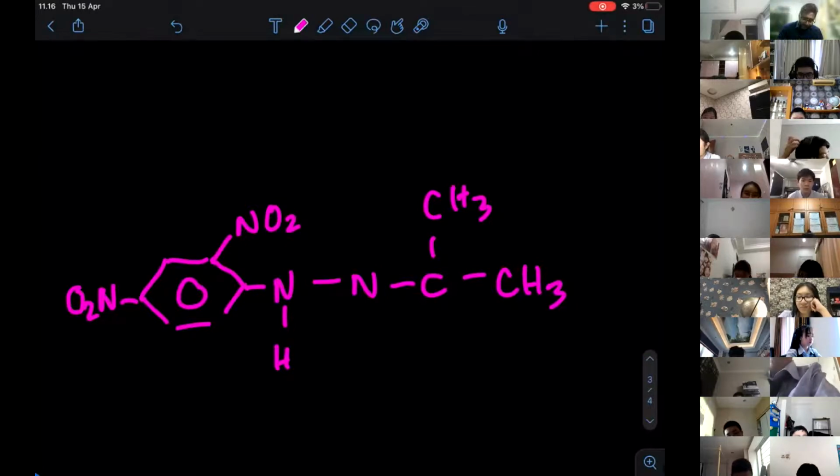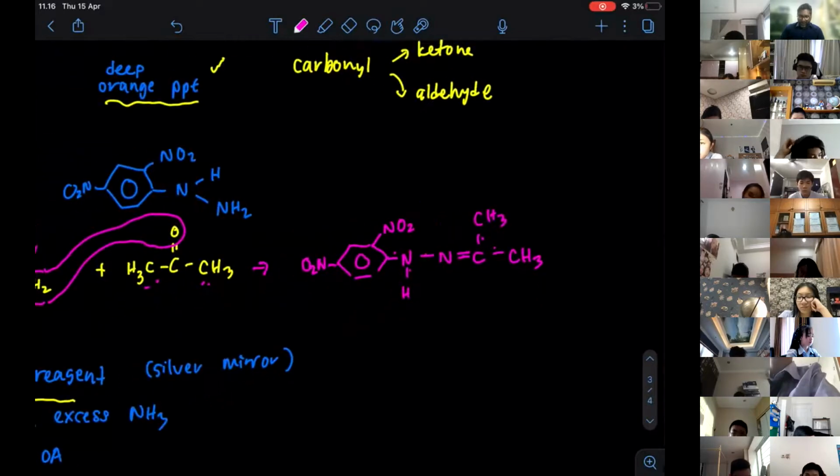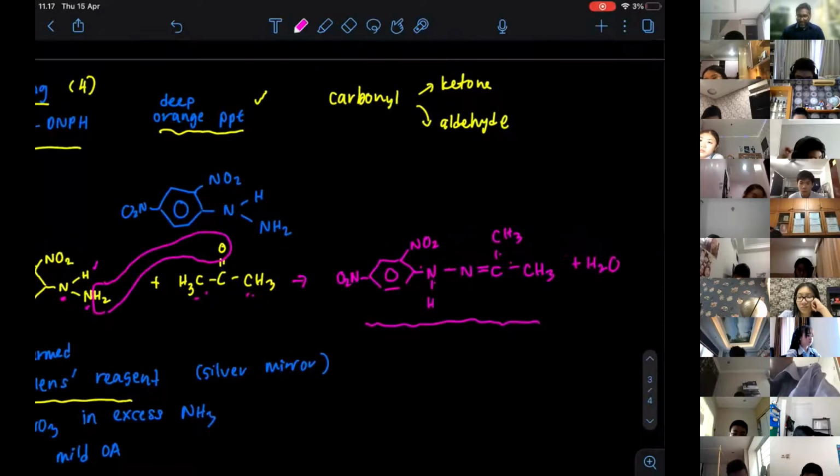Okay, so it's supposed to be, you see, 1, 2, 3. Okay, 1, 2. Each carbon is supposed to form 4 bonds. So what is missing? This one is missing. You need to add the double bond there. That's the only thing that you need to know. So it will give you water plus water. So it means that this structure is the one that will give you your deep orange precipitate. This is deep orange precipitate.